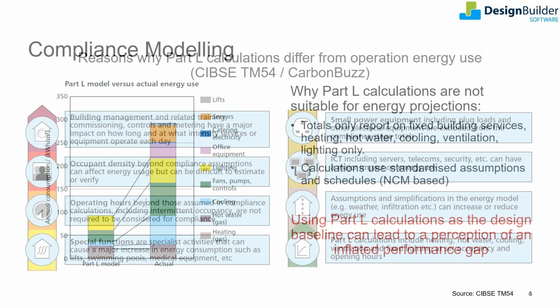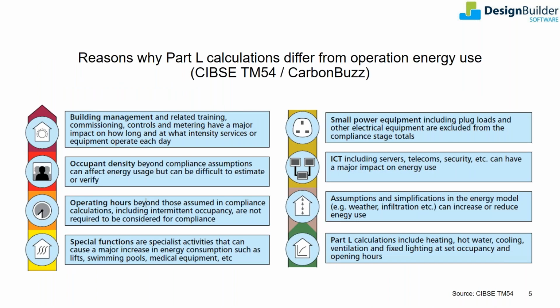Borrowed from TM54, this is a list that provides a simple explanation of differences between compliance calculations in the UK and operational energy use. These include differences such as inefficiencies in operation, occupancy, specialist activities, and load densities.